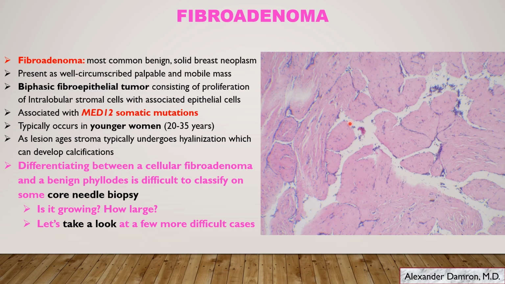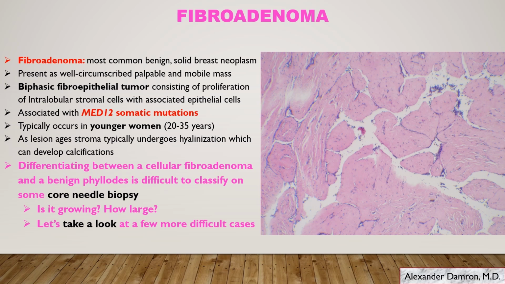Typically, you're going to see these in older patients where these fibroadenomas have hyalinized. Sometimes they'll have calcifications in the stroma, but you can see these in younger women as well. Fibroadenomas themselves typically present in the younger age range of women between 20 and 35 years. However, we know that these show the same MED12 somatic mutations as phyllodes tumors. So it's really, again, a continuum of a disease process.